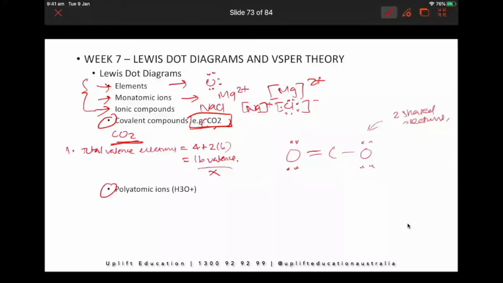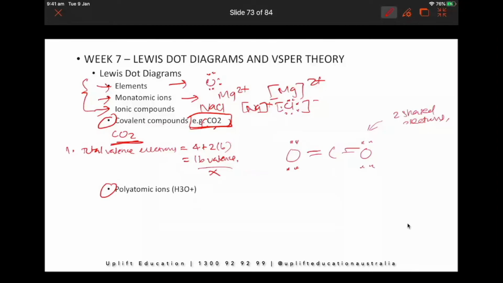If it's not correct, you assume a double bond and fill everything else out and then check it. If it's not right, you assume it's triple bond. If a triple bond is still not correct, then what you're going to do is you'll assume different combinations. So for example, a double bond and a single bond, or a triple bond and a double bond, and so on.